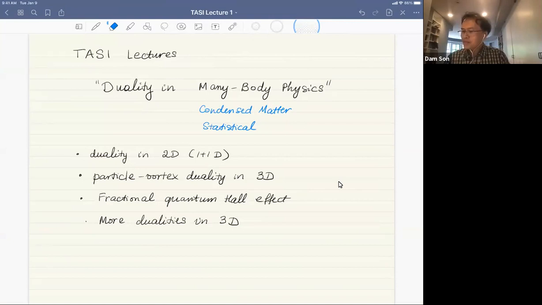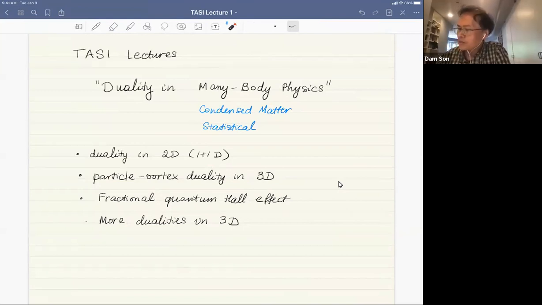So I'm going to start by talking about duality in two dimensions in this lecture, and if there is time, we will start talking about particle vortex duality in three-dimensional field theory.